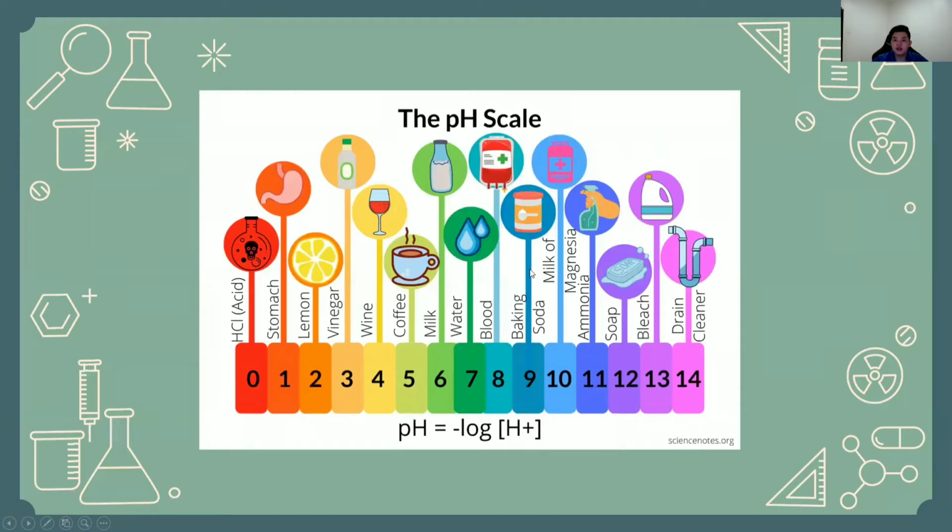Here is the pH scale for every pH. So starting with 0, we have HCl, 1 stomach, 2 lemon, 3 vinegar, 4 wine, 5 coffee, 6 milk, 7 water, 8 blood, 9 baking soda, 10 milk of magnesia, 11 ammonia, 12 soap, 13 bleach, 14 drain cleaner.